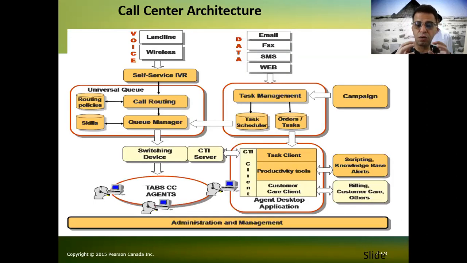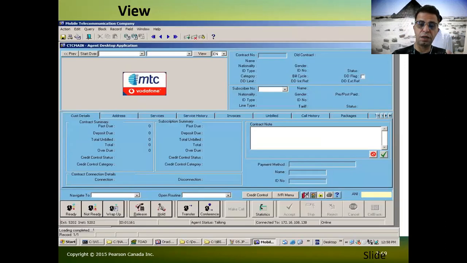So I'm not going to go into detail of how this is going to work in the application, but this is part of the telco business. Telcos also have call centers that divide the campaign, the administration, and the management. The campaign or the administration could come in by landline, wireless, email, fax, SMS or web. These are all requests. Could be voice, as we said, or data.